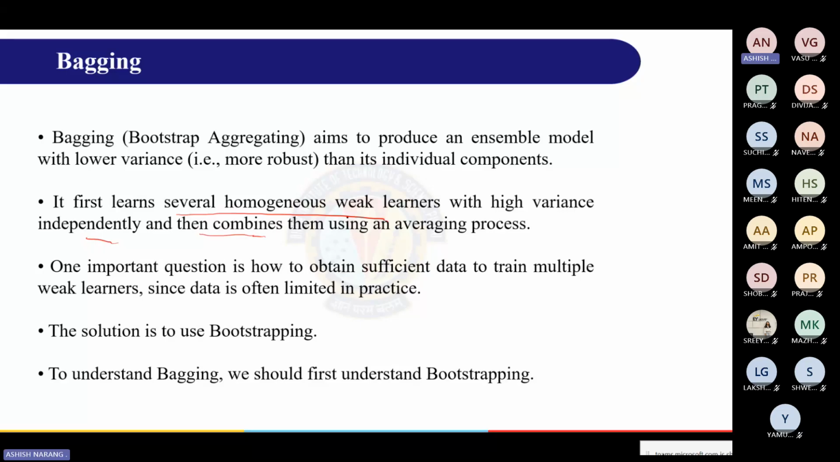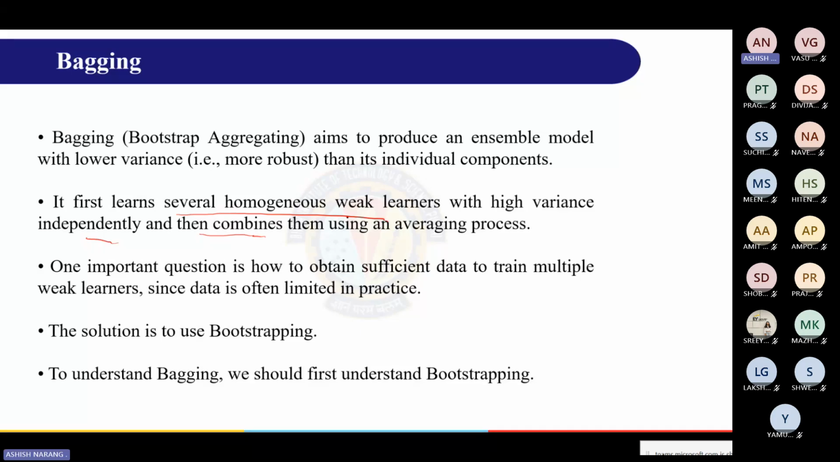What is important here is, I am being given a data set. How do I train the multiple weak learners? Maybe I have a very limited data set. Then how do I do training for each of the weak learners? Should I feed the same data to every weak learner? If that is the case, maybe I'm not coming up with diversity. So the idea is to use this technique known as bootstrapping.